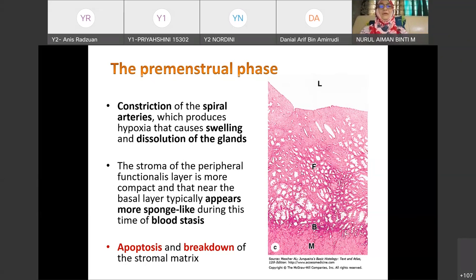Okay, at this time, all these cells start to become dead, okay? So you can't see clearly the boundary, the uterine glands also collapse, okay? Because the uterine glands, the epithelium also will die, okay? Apoptosis and breakdown of the stroma matrix will occur, and you can see the glands are no more nice, no more zigzag appearance, no more elongated appearance, not there anymore. No more, okay? So even there will be dissolution of all of these cells.